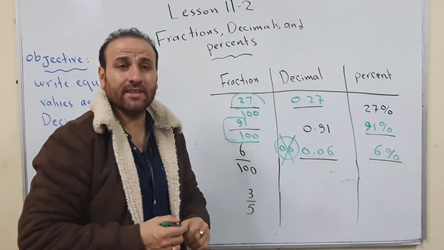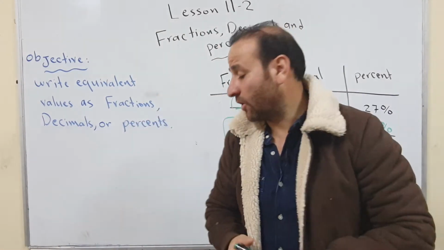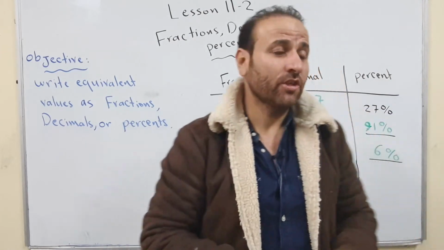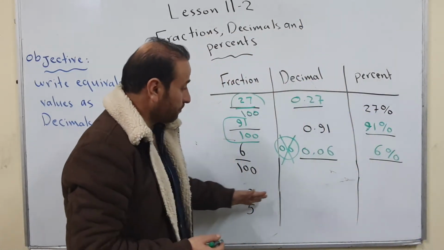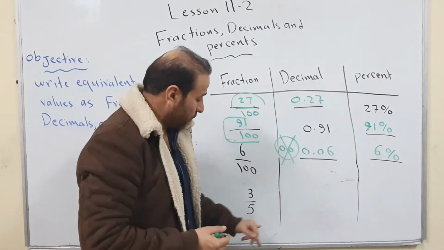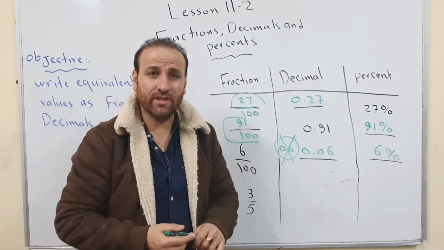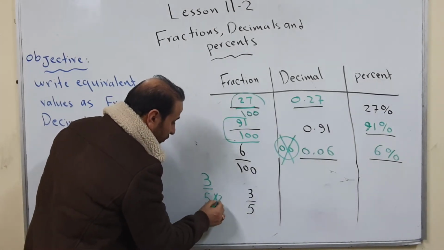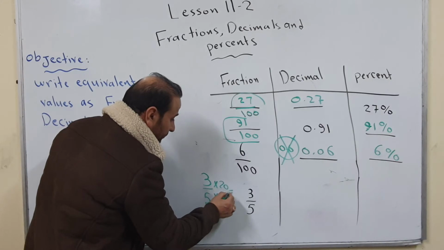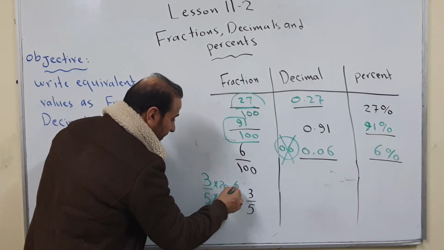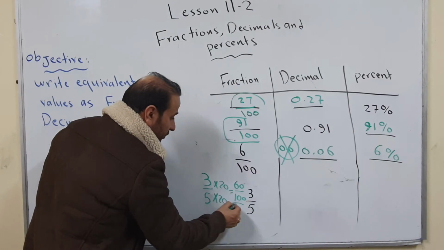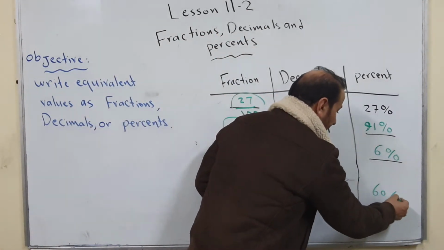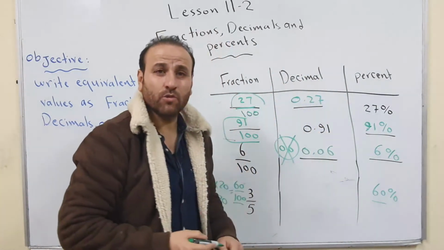Now if we have a more difficult example like this, 3 over 5. Look, the denominator is not 100 or 10. So we need to change it to an equivalent fraction with the denominator of 100, as we have mentioned in the previous lesson. So 3 over 5, if we multiply by 20, we get 60 out of 100. So it is 60%, as the percent is a comparison to 100.